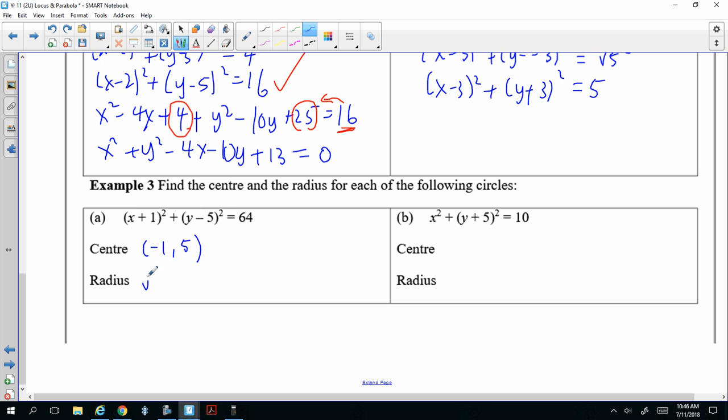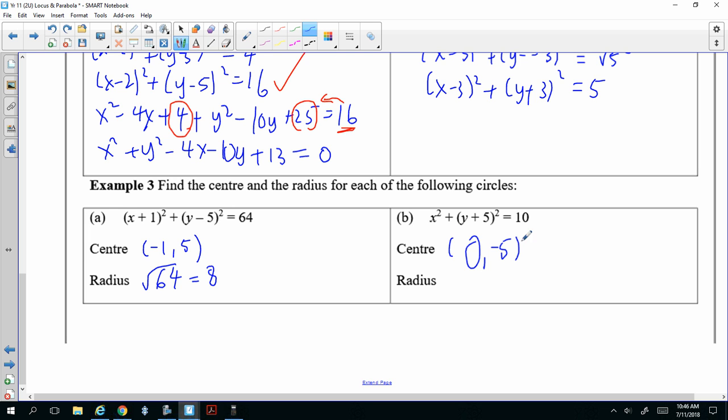Yes, correct. Okay, let's try the next one. I'm going to ask another student. Jack, what's the next center? Yep, (0, -5). So when there's no number, it's a 0, and negative 5.